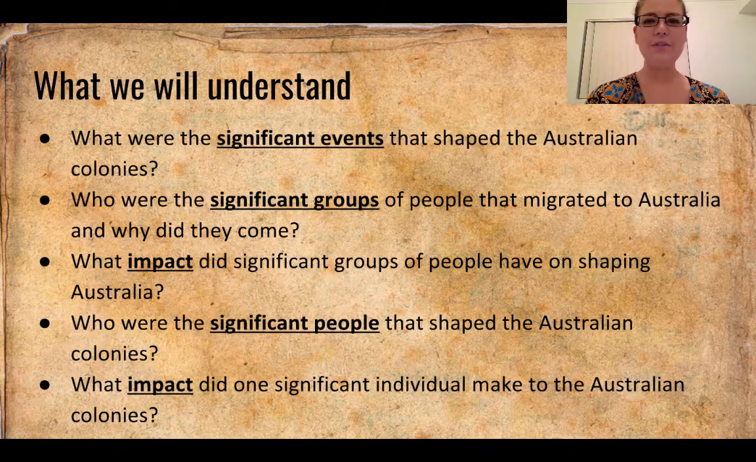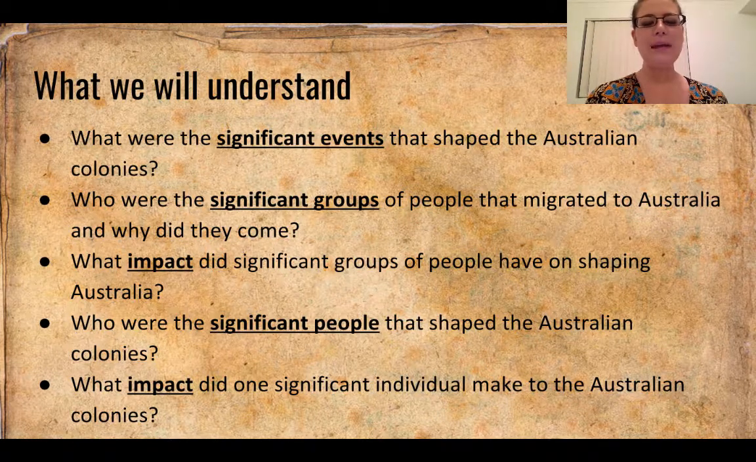First of all, we're going to have a look at some of the things that we are going to understand through our learning experiences this term in this unit. So we're going to be able to understand what were some of the significant or important events that really shaped the early Australian colonies, particularly in the 1800s.